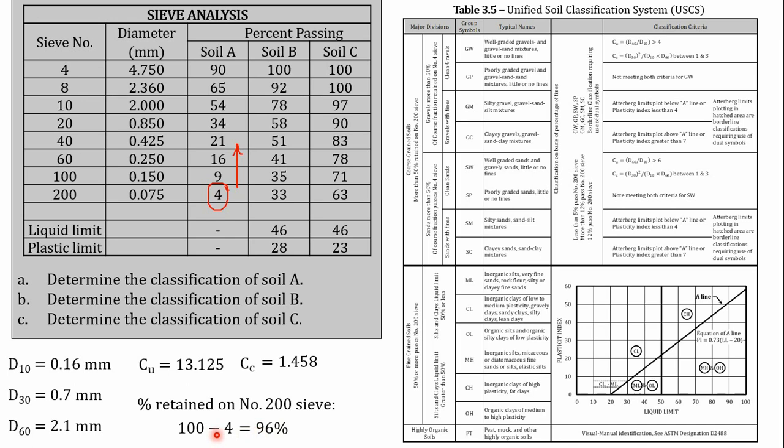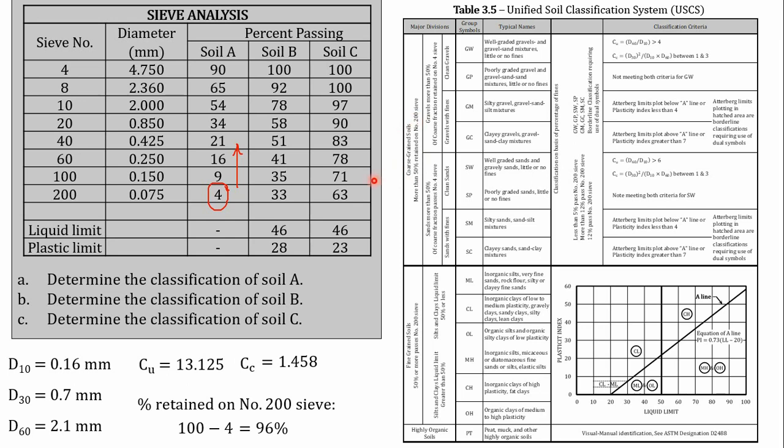So therefore, class, nabilong siya sa criteria class na more than 50% retained on number 200 sieve. Since 96% ito, and this is more than 50%, so therefore class, soil A is a coarse grained soil. Okay, concluded na yan class.